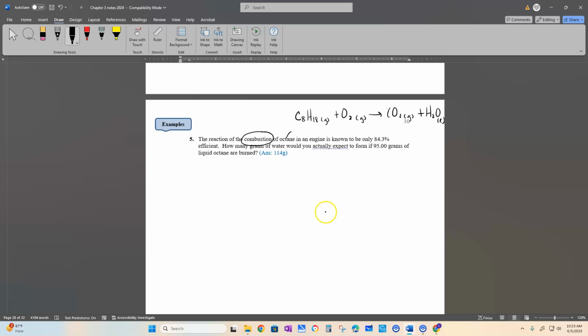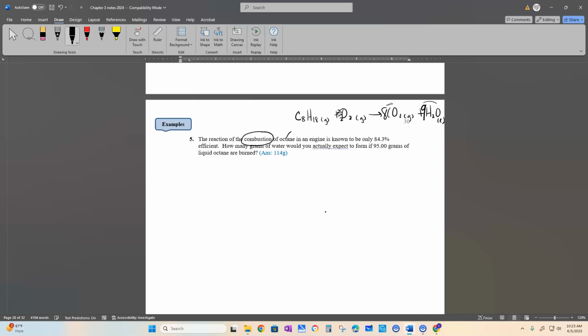So 8 carbons, hydrogen 18, and then 2 over here, so I'm going to need, looks like 9. And then my oxygens, I have 16 right here plus the 9. So 16 plus 9 is 25. So I'm going to put 25 over 2.